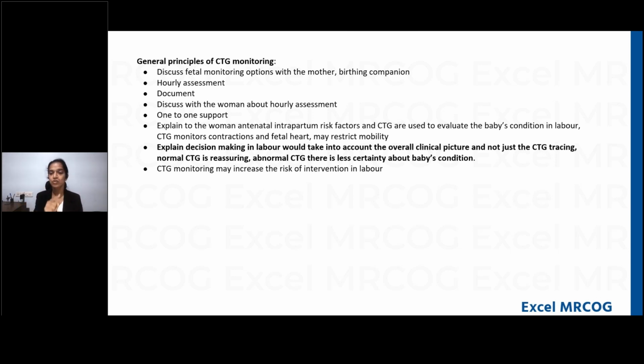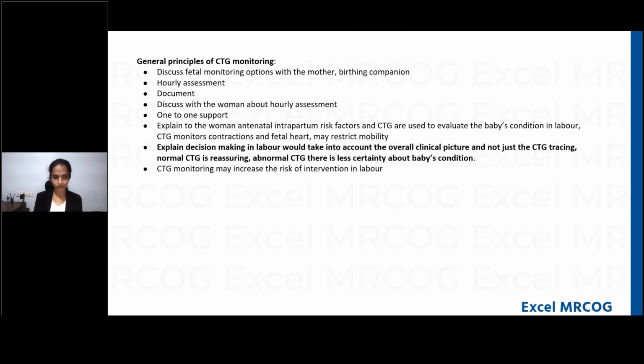And if it is a teaching station, you can briefly talk about these principles, but you have to mention early monitoring, the choice given to the mother, and the risk factors, basically the indications of the CTG, which are stated in the NICE guidelines. We won't go into the depth of that. Also mention the early assessment, one-to-one support, that CTG is used to monitor the contractions and fetal heart rate, and that the overall picture is to be taken into account. And CTG monitoring for all patients may increase the risk of intervention. So these are the points to keep in mind while you are talking to your colleague for the teaching task.